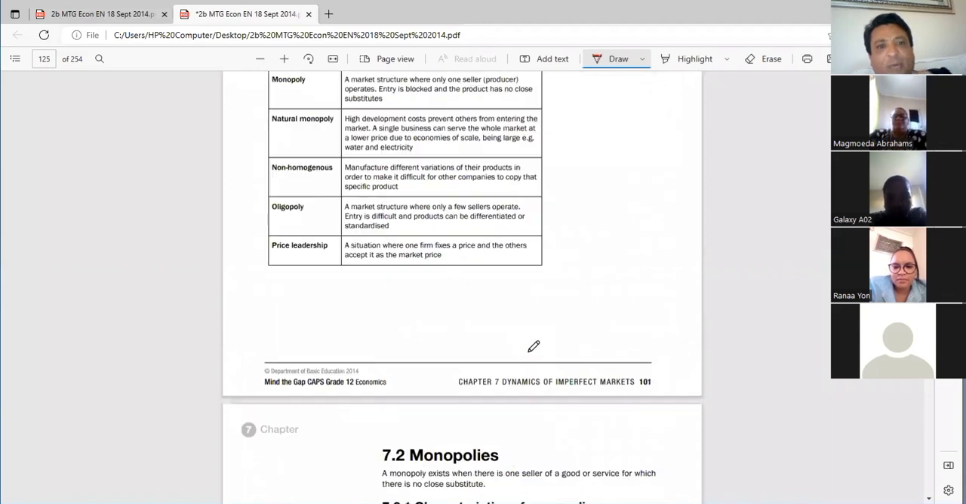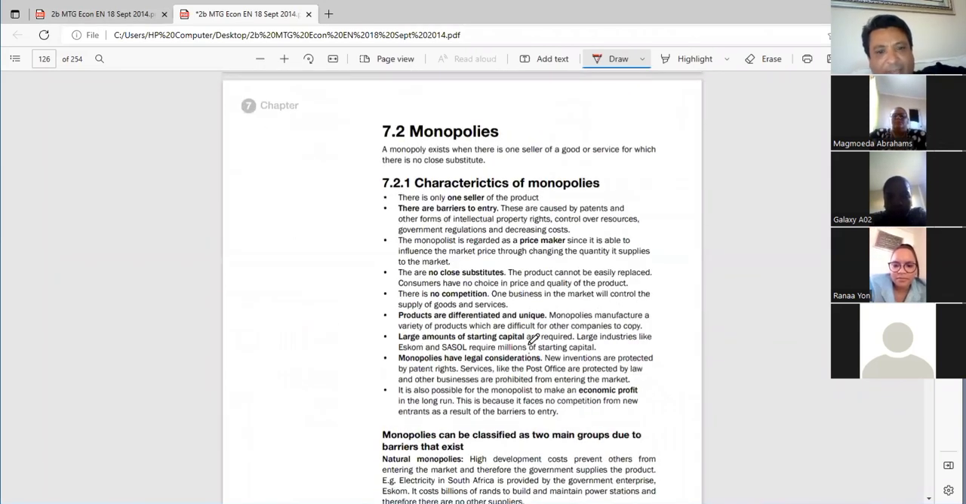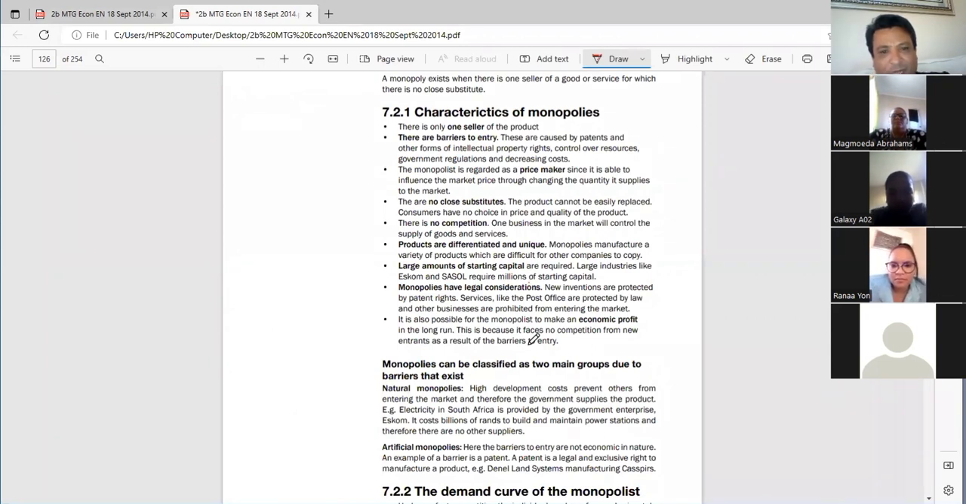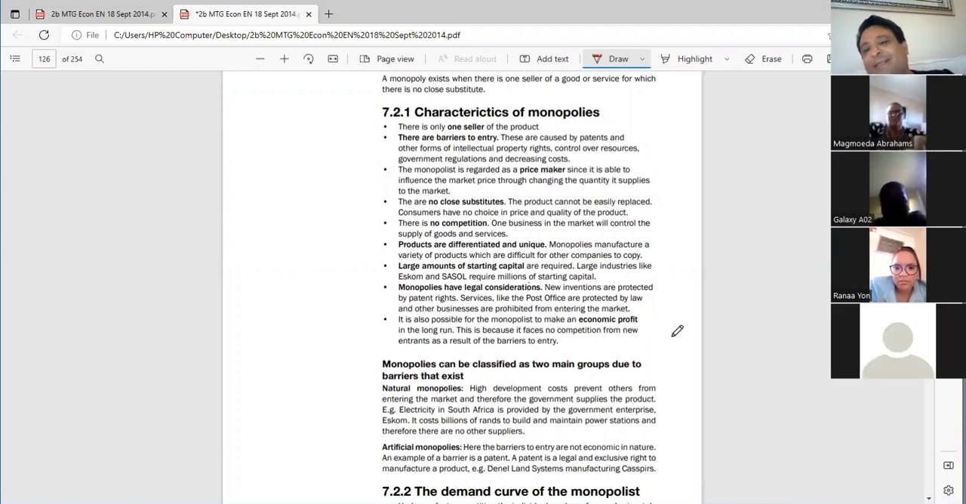Okay, so now we're done with that. Now, the characteristics you should know. There is only one seller. It's very difficult to enter. There are no close substitutes, no competition. There's no one that can compete with each other.